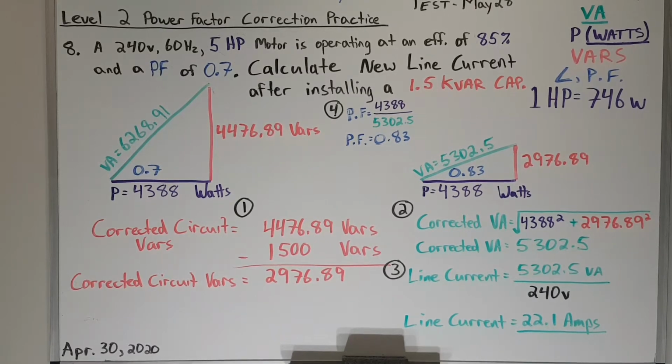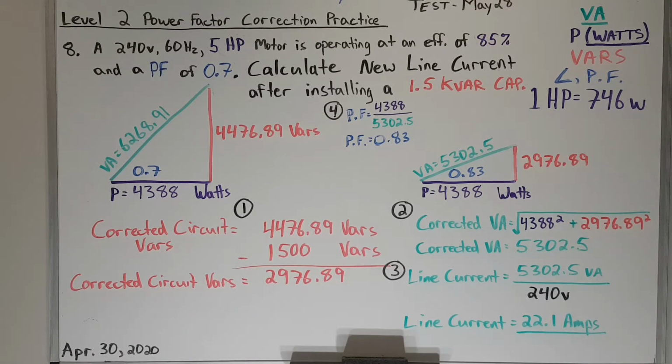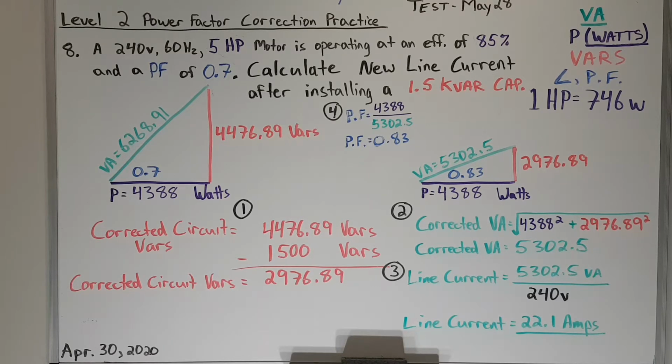Okay, so here's the question modified. I kept everything the same, but what I added to the question was: calculate the new line current after installing a 1.5 kVAR capacitor. So in this instance, we've been given the capacitor we're going to install, and we've been asked what the new line current will be after you install this size capacitor.